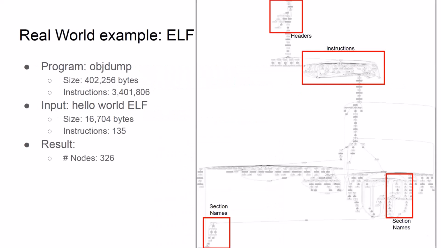So this is a real world example. The subject program is objdump, helpful in disassembling executable files. The input we gave to the subject program was an ELF binary. On the right hand side is the graph that our system generated. The highlighted sections are the 4 important sections of the ELF binary: header, instructions, and section names.